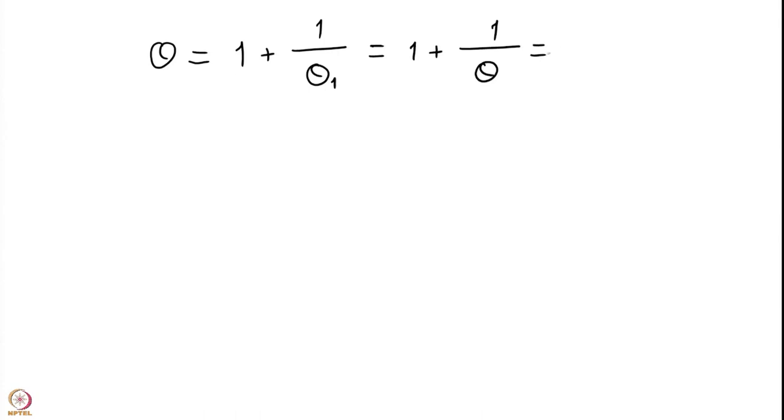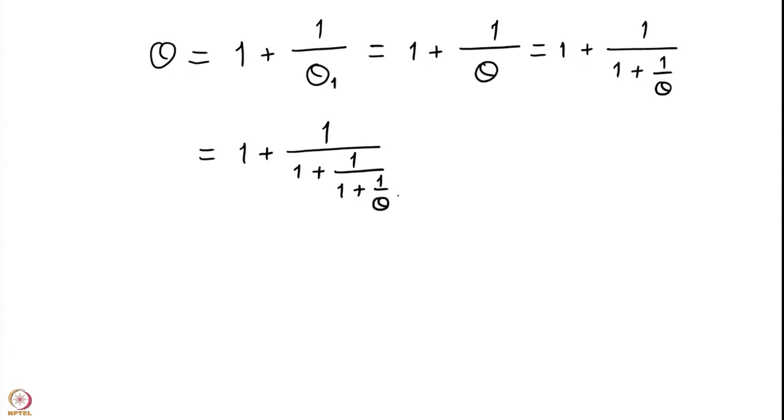Therefore, theta, which was 1 plus 1 upon theta 1, is in fact equal to 1 plus 1 upon theta. And we just keep putting these values and we get the continued fraction expansion for the number theta.